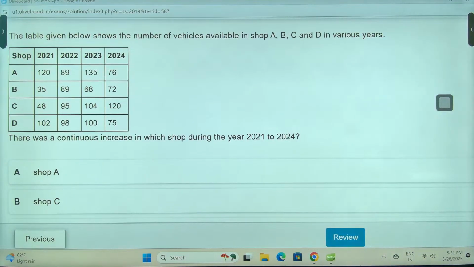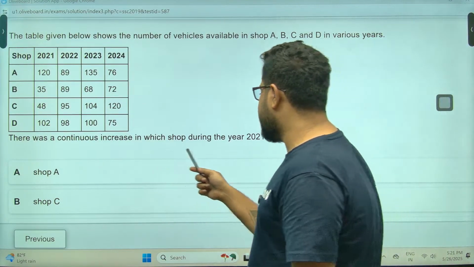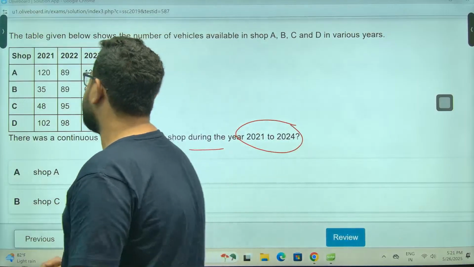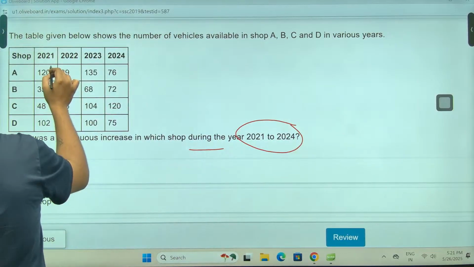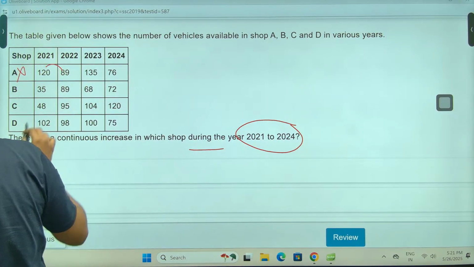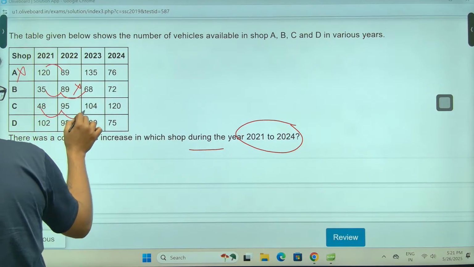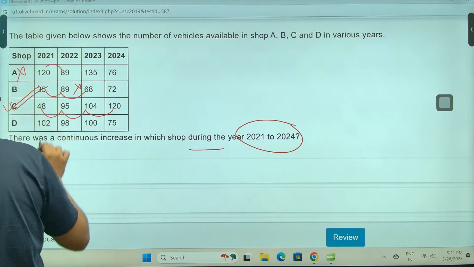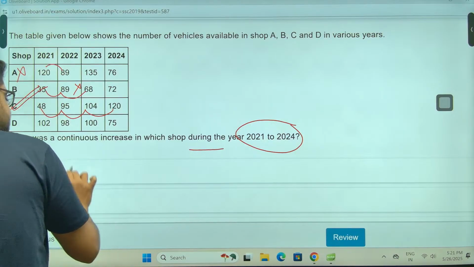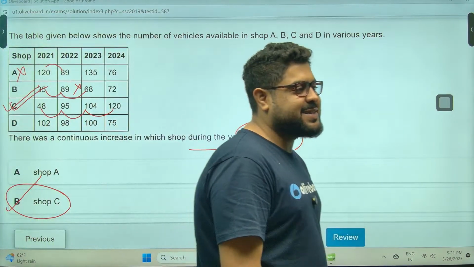Sir, there was a continuous increase in which shop during the year 21 to 24? Increment, sir. This cannot be the answer. It decreased, sir. This is increment, again decrement. No, sir. This is increment, sir, answer C. Shop C is the answer. Now, B is the correct answer here.